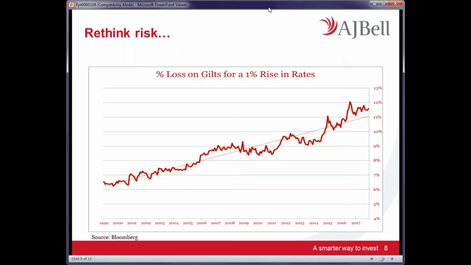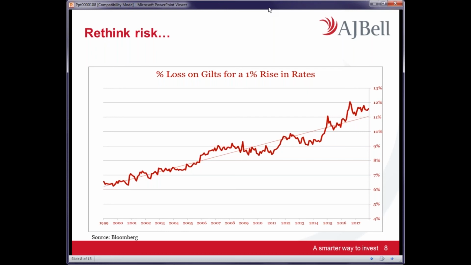And I think the best place to start with that is, let's stick with that bond market. What you're seeing on the chart here is the evolution of bond market duration. And what that means is, if interest rates go up by 1%, how much will your average bond fall in price? We all know that when interest rates go up, bond prices go down.